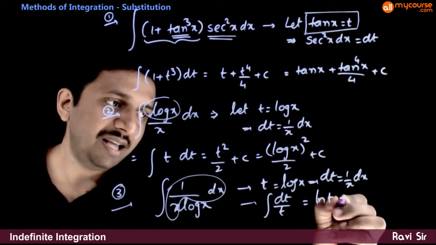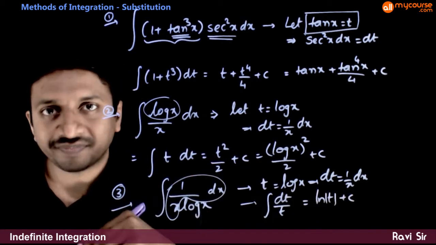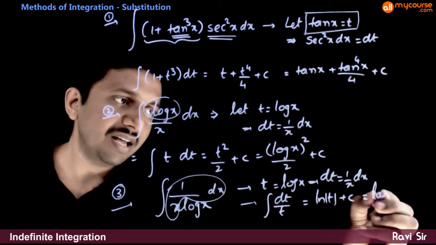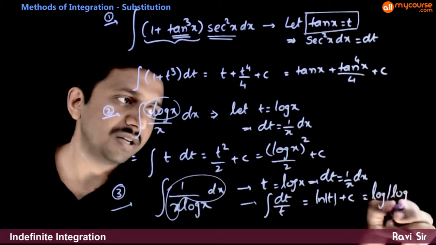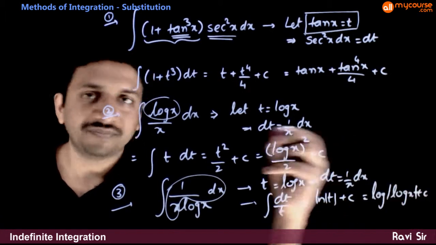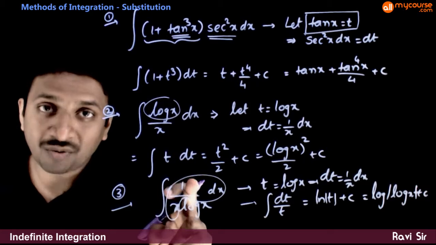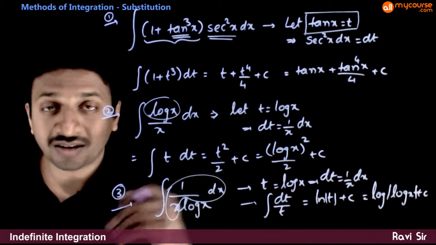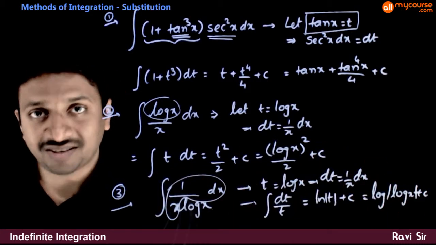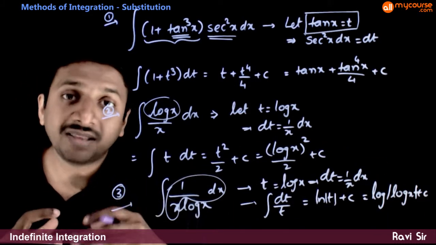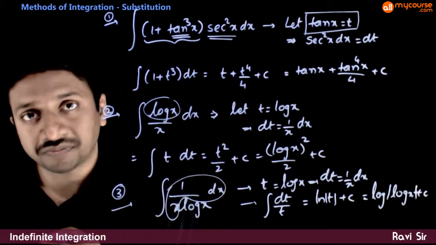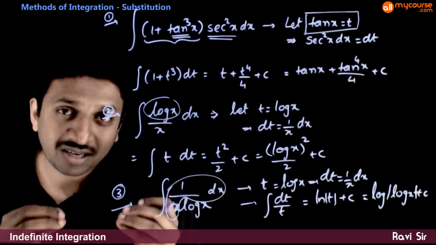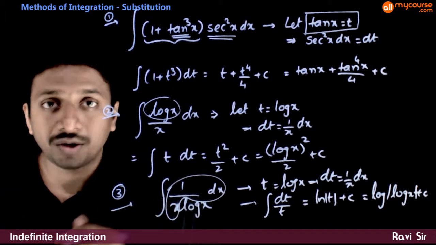So ln mod t plus c. So t is log x. So the final answer is log of mod of log x plus c. So integration of 1 by x log x is log of mod log x plus c. So I hope you're understanding the basic principles of substitution. So let us do extensive practice of this afterwards. So let us take a small concept and then we'll move on to questions.